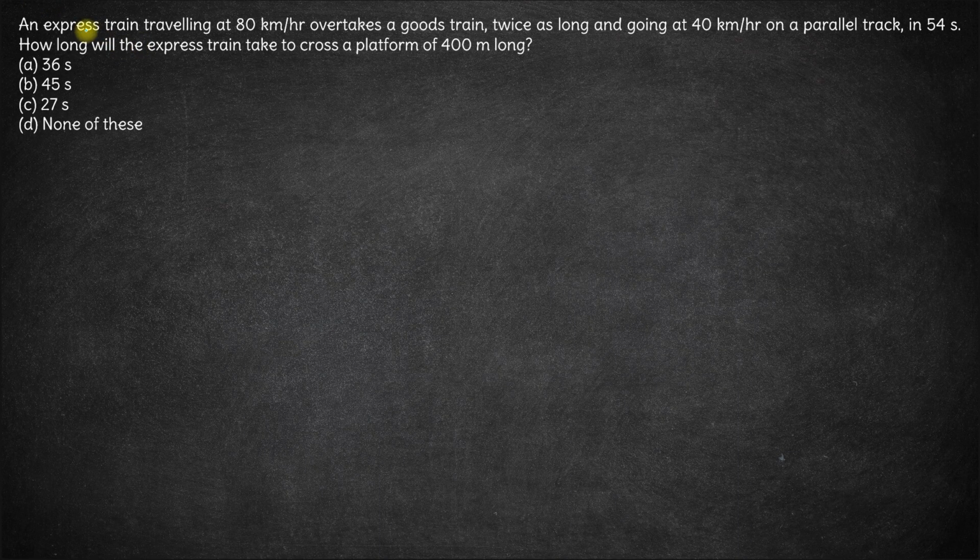Hi, here we have an express train traveling at 80 km per hour overtakes a goods train twice as long going at 40 km per hour. So, there is an express train and there is a goods train whose length is twice the length of the express train. So, let's say the express train's length is L meters and it is going at 80 km per hour. The length of the goods train is twice of L meters, and it is going at 40 kilometers per hour. Okay.